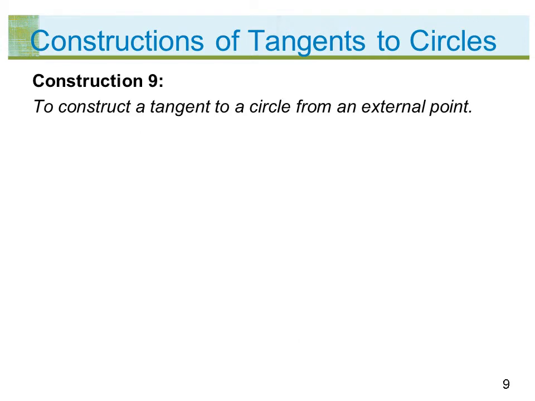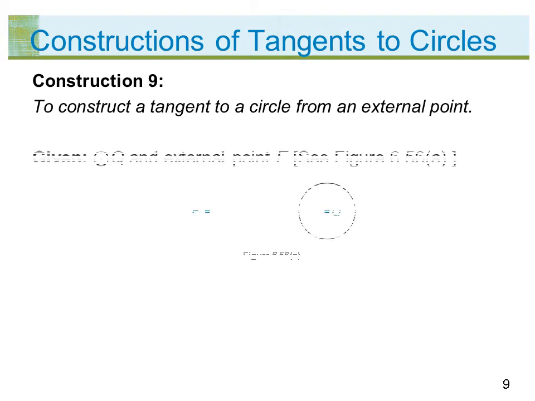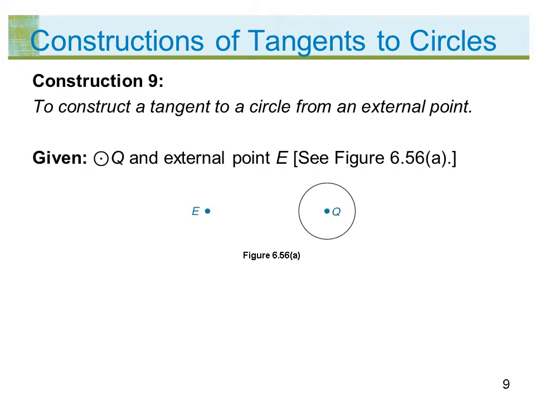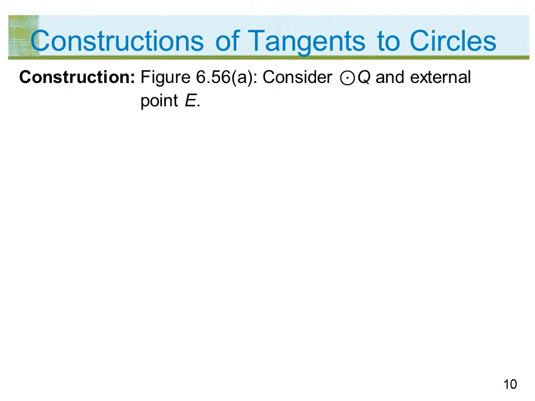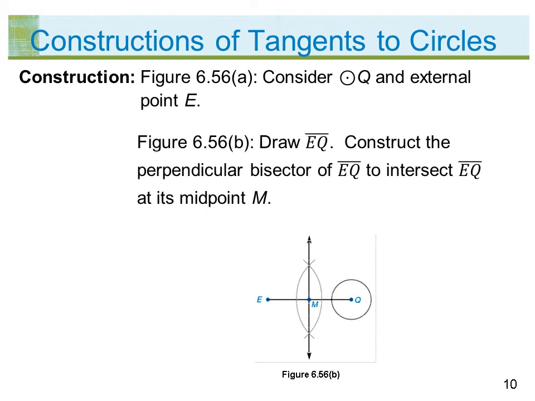Construction number 9. To construct a tangent to a circle from an external point. Given circle Q and external point E, see Figure 6.56a. Construct a tangent line segment ET to circle Q with T as the point of tangency. Construction. Figure 6.56a. Consider circle Q and external point E. Figure 6.56b. Draw a line segment EQ.